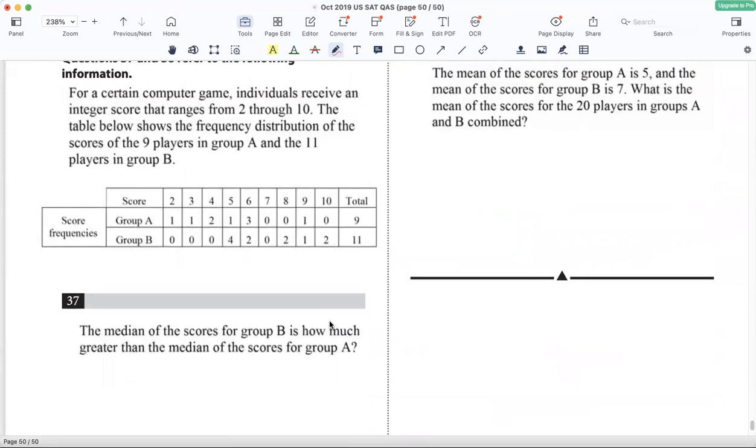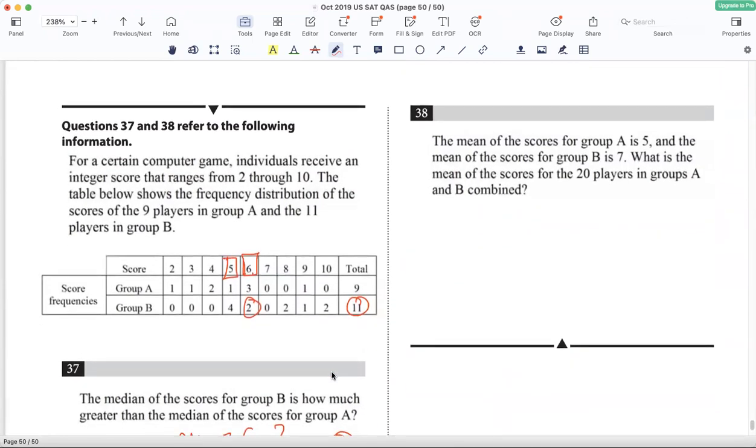Okay, so for Group B, the median will be the 6th value. So the 6th value is 6. So median for B is 6. And for Group A, it would be the 5th value. So that would be 1, 2, 3, 4, 5. So that will be 5, the 5th value. So median for Group A is 5. So the difference is 1.